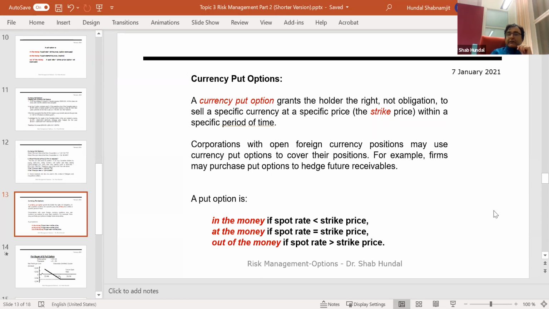But in this case, the values are different. In case of call option, the spot rate is more than the strike price in the money, but because put option is the opposite, this time you are selling something, so the sign is opposite. In case of call option, the option is out of the money when the spot rate is less than the strike price. But in case of put option, the option is out of the money when the spot rate is more than the strike price. Market is giving you more money than the broker gives you, so that way.